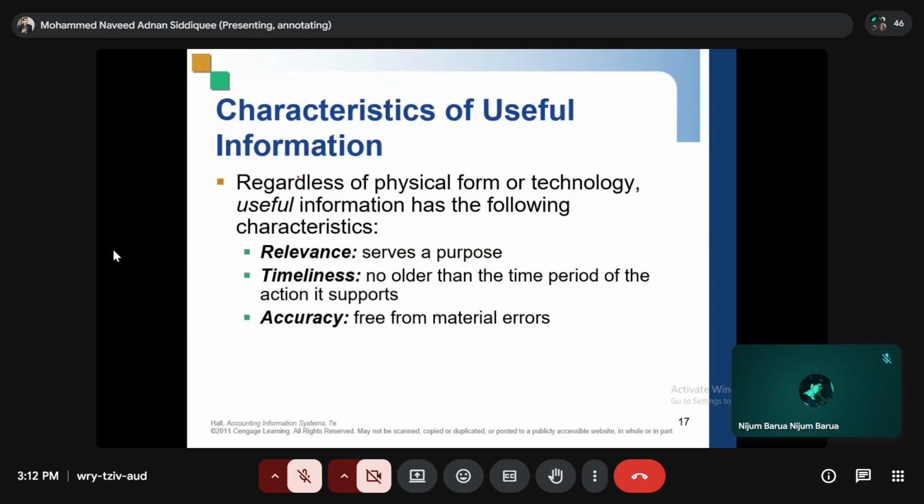Accuracy, there cannot be mistakes. Material errors are those errors which can change the decision of the investors and the stakeholders. There are two types of errors: material errors and immaterial errors. Material errors are the significant errors which can change the decision of the stakeholders. So you cannot have any material errors in the information. You cannot have any significant errors in the information. So this is R, this is T, this is A.